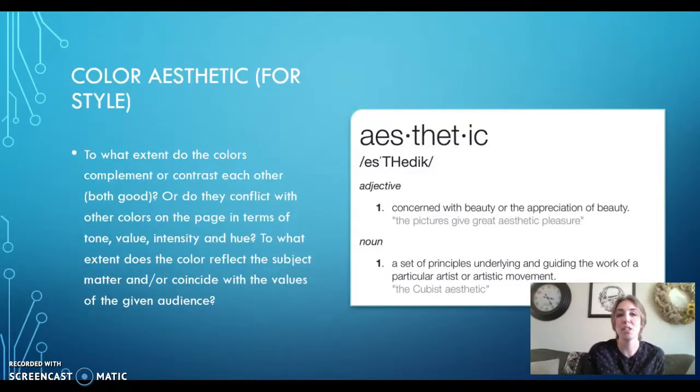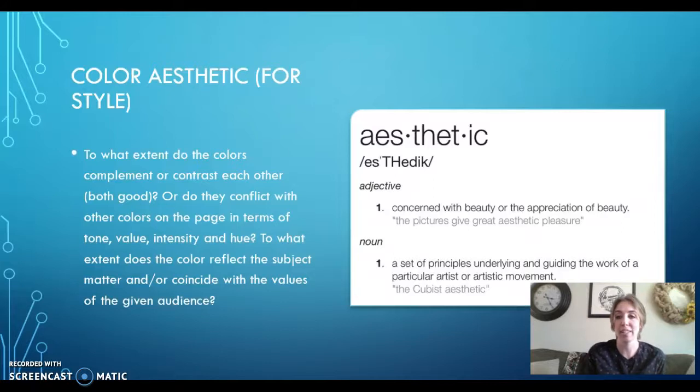We also want to look at the color aesthetic. You know, aesthetic is concerned with beauty or the appreciation of beauty. It's also defined as a set of principles underlying and guiding the work of a particular artist or artistic movement. So we're going to look at the aesthetic of the color. Does it look good? Does it appeal to our senses? Does it look beautiful, or does it look bad? So to what extent do the colors complement or contrast each other? Or do they conflict with other colors on the page in terms of tone, value, intensity, and hue?